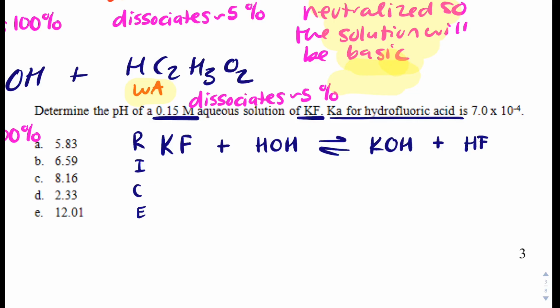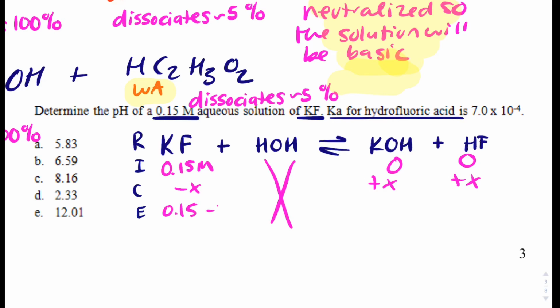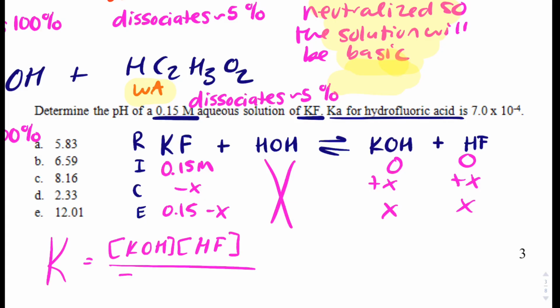Now, what I'm going to do is I'm going to say, okay, 0.15 molar. Water is X. 0, 0, minus X, plus X, 0.15 minus X, X, and X. So my K is equal to KOH times HF, divided by KF. And commonly, when we get to net ionic equations at the end of this, you'll see the potassium's not there. You'll see F minus 1 and hydroxide minus 1 because potassium will drop out of a net ionic equation because it's just a spectator ion. But anyway, I just drew it like this, but either would be fine.